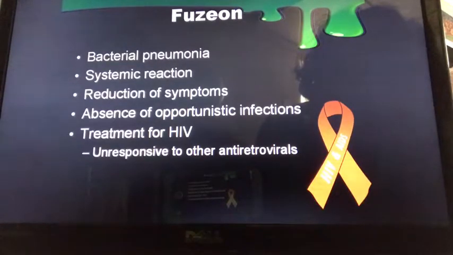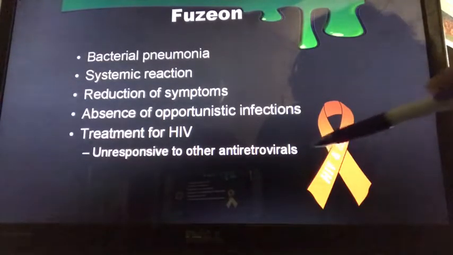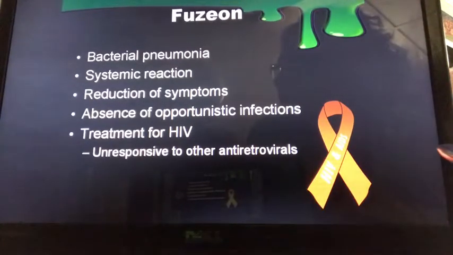Fusion, this is an HIV and AIDS medication. It can treat bacterial pneumonia. It does have the possibility of causing a systemic reaction. It can cause a reduction of symptoms. It's not going to cause a cure of the HIV or AIDS. It also helps treat these opportunistic infections that go along with AIDS. It is used when the disease is unresponsive to other antiretrovirals. If we're giving this medication, then they've been through treatment quite a bit. They've had no success with anything else. It's kind of a last-ditch effort to try to figure out what can help them.